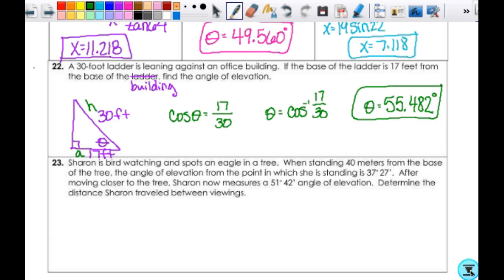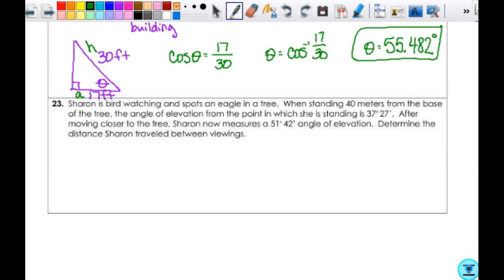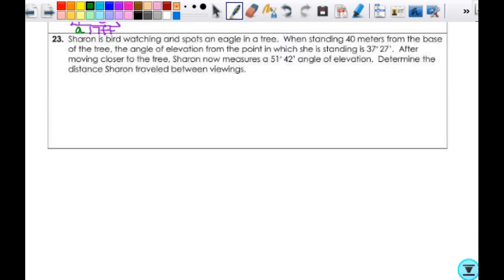Sharon is bird watching and spots an eagle in a tree. When standing 40 meters from the base of the tree, the angle of elevation from the point in which she is standing is 37 degrees 27 minutes. After moving closer to the tree, Sharon now measures a 51 degree 42 minute angle of elevation. Determine the distance Sharon traveled between the viewings.